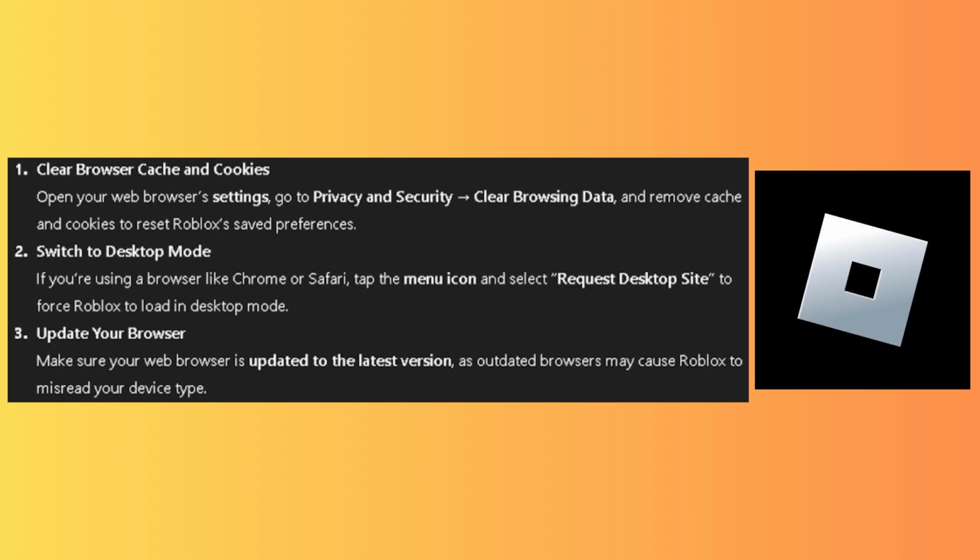Switch to desktop mode. If you're using a browser like Chrome or Safari, tap the menu icon and select Request Desktop Site to force Roblox to load into desktop mode. Update your browser. Make sure your web browser is updated to the latest version, as outdated browsers may cause Roblox to misread your device type.